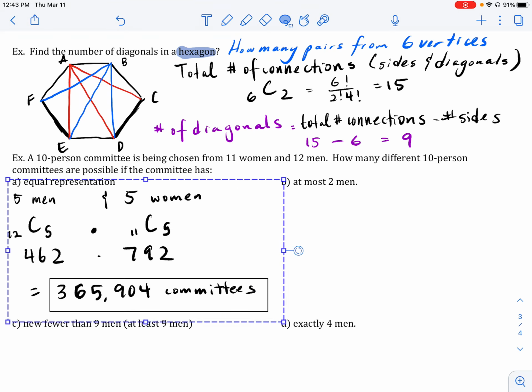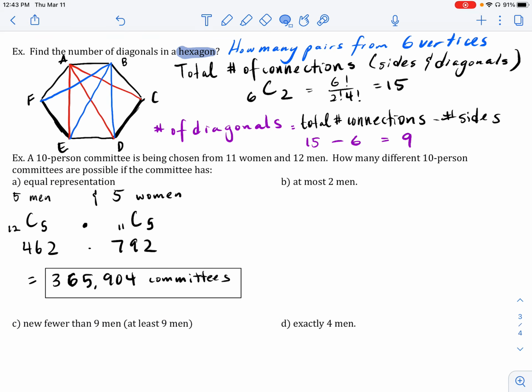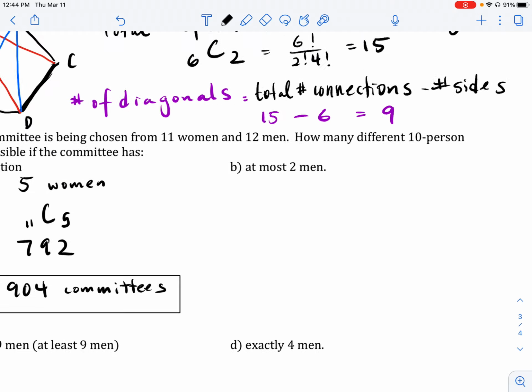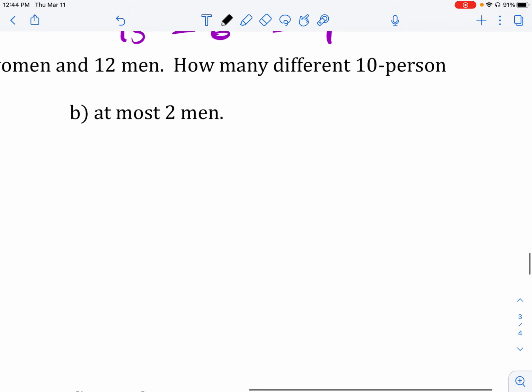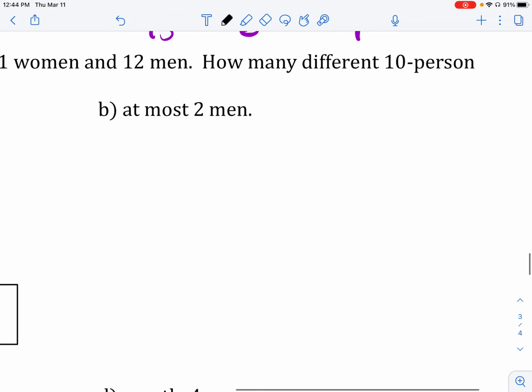So I'm going to do one more now, and then I'll give you a moment to try the other ones on your own. So let's look at this one. How about a committee where at most we want 2 men? For whatever reason, we want to have at most 2 men in this 10-person committee. Now, before you just quickly say, oh, I want to choose 2 men from the 12 that are available, it's actually a little bit more complicated than that. Because in this situation, there are actually a couple of scenarios.